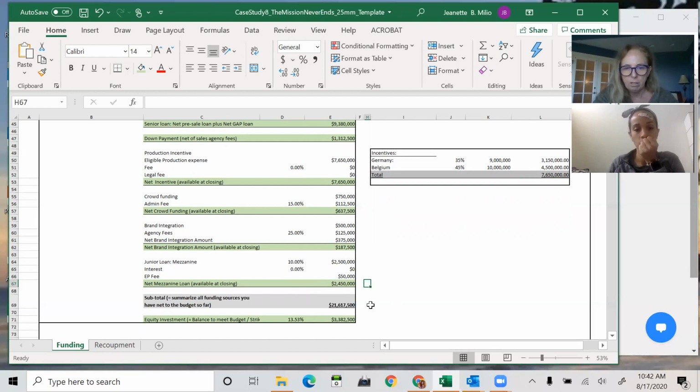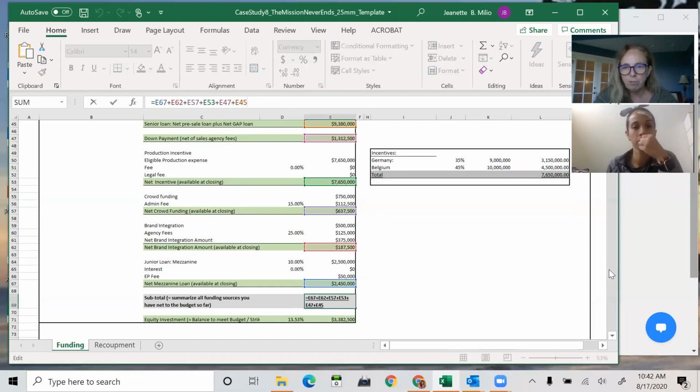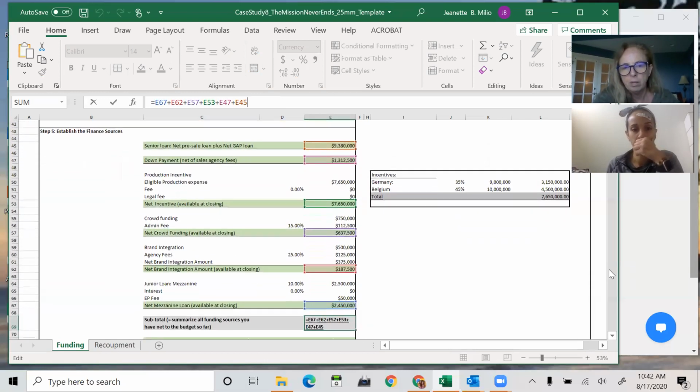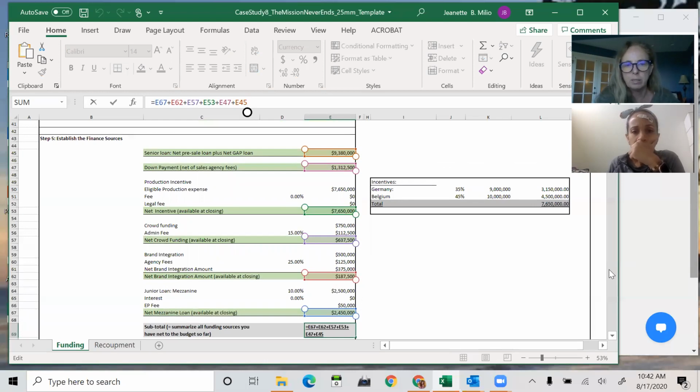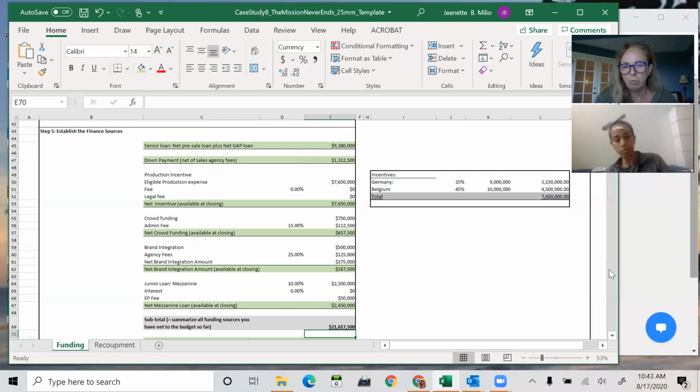Mm-hmm. So if I take all these different finance sources together here, I'm getting to a subtotal because I'm just adding up what we got. We got the pre-sales, the down payment, the incentive, our crowdfunding, half of the brand integration, and our mezzanine. I'm adding it up and I'm getting 21,617,500. In order for me to figure out how much equity I need, how do I get to that number? How do I know how much equity I need?